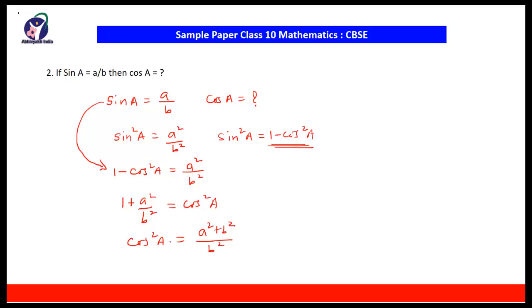So taking the square root of this side, you will get cos A, and since we take the square root of one side, we will have to take the square root of the other side, and therefore we will get cos A, which is equal to square root of A squared plus B squared upon square root of B squared, which is B, and therefore the value of cos A is equal to square root of A squared plus B squared upon B.